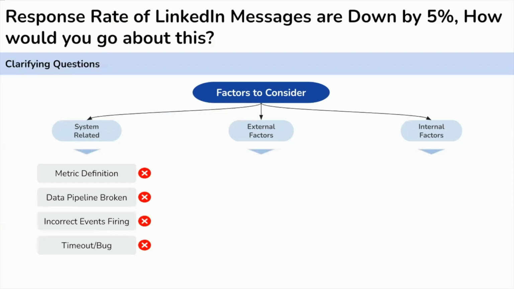Now let's go to the external factor. In external factor, a bunch of factors can cause this issue. For example, if the holiday season is just about to start, like end of the year, and people are already in vacation mode, it will take a hit in the response rate of the message, right?